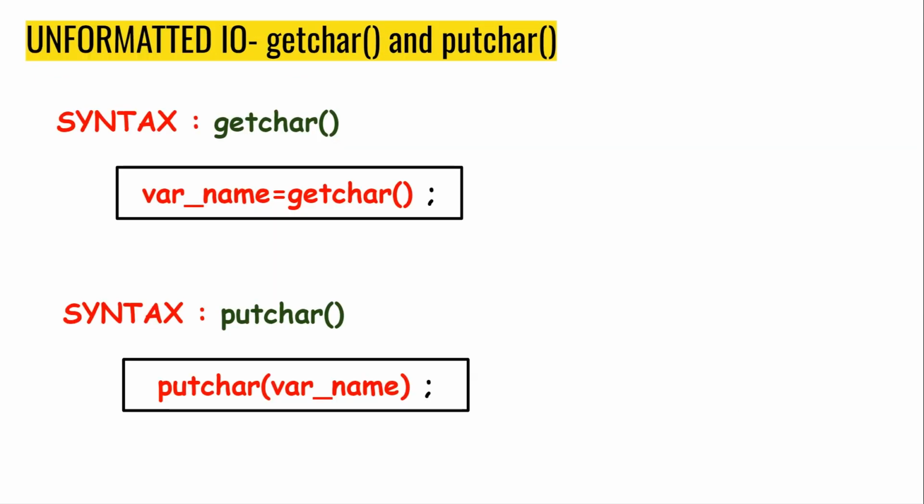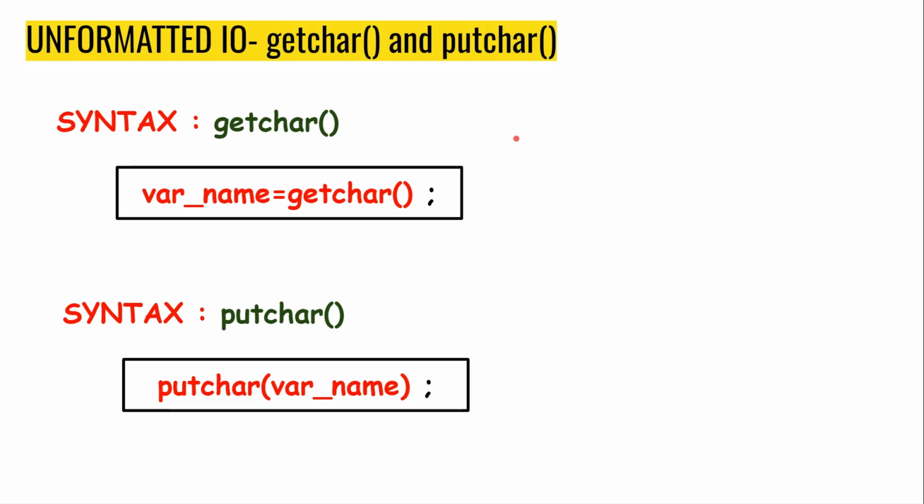First, we will discuss the unformatted IO, getchar and putchar functions. getchar reads character data from the standard input. It reads one character at a time till the user presses the enter key. So the syntax for getchar: variable name equal to getchar. So we have to assign a variable of the character data type. As getchar reads only one character, we have to declare a character variable and then read the character by using the getchar function and assign it to this particular character variable.